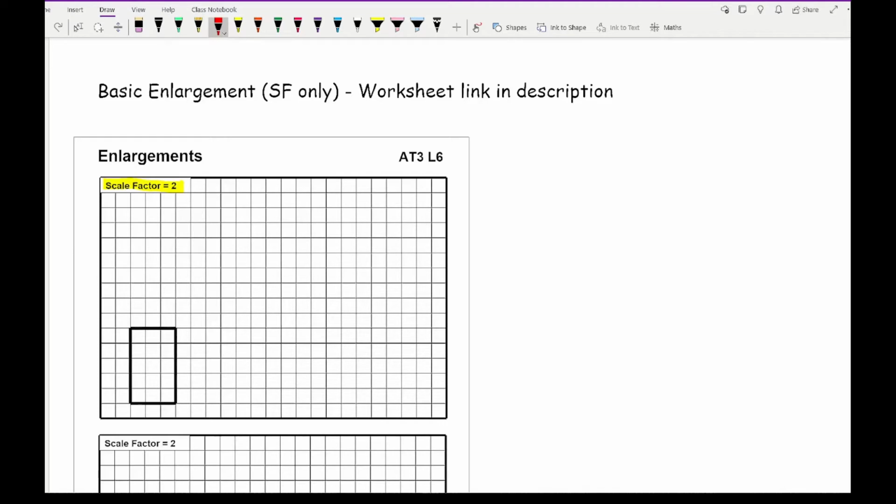Technically, you want to make sure you keep it on the page, and preferably using the squares that are available on the worksheet. But technically speaking, there is no specific location where your enlarged shape needs to be. So looking at this, I always recommend you pick a starting point on the object. Now remember that the object is the original shape, and the image is the transformed shape.